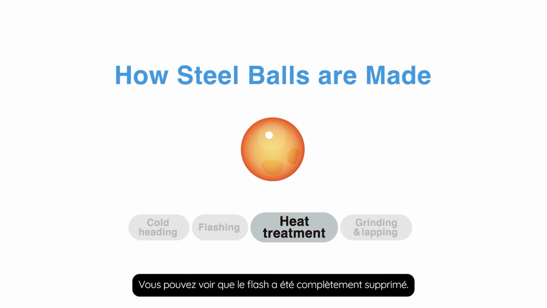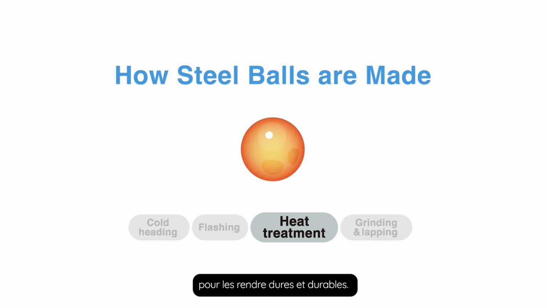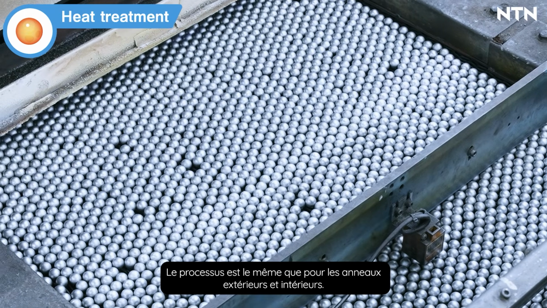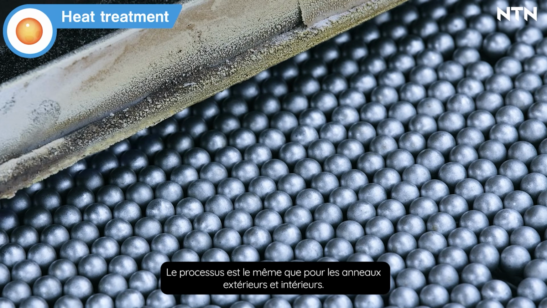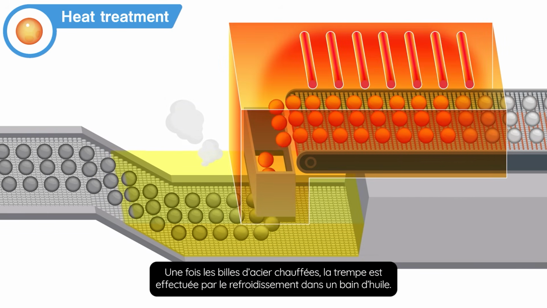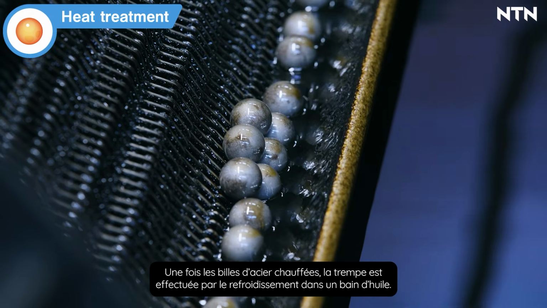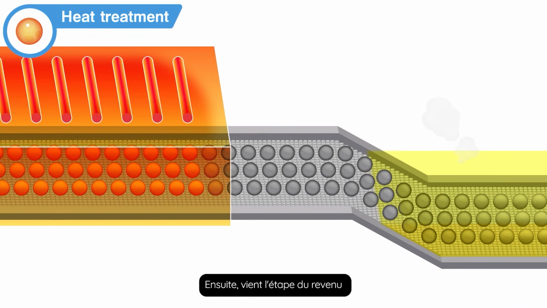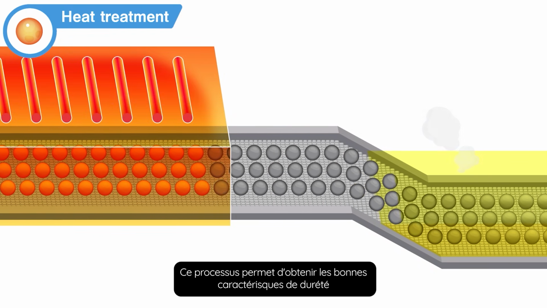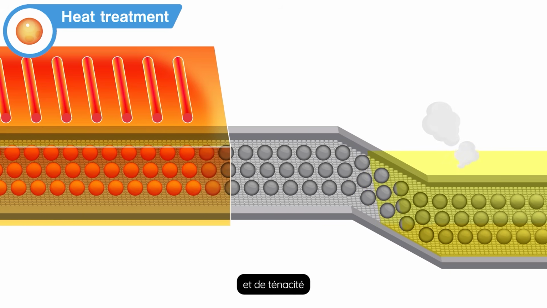Next is heat treatment. Like the outer and inner rings, steel balls are also heat-treated to make them hard and durable. The process is the same as for the outer and inner rings. After the steel balls are heated, they are quickly cooled in oil as part of the quenching process. Next, tempering is performed. The heat treatment of quenching and tempering results in steel balls with both hardness and toughness.